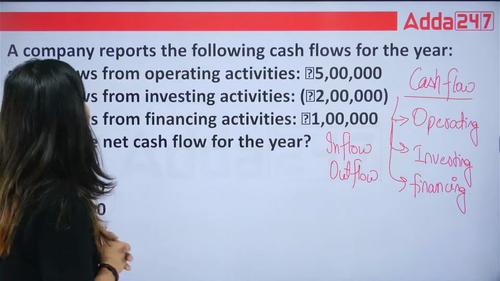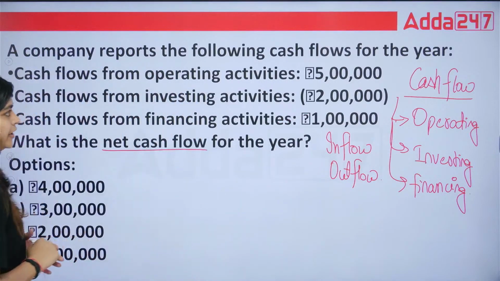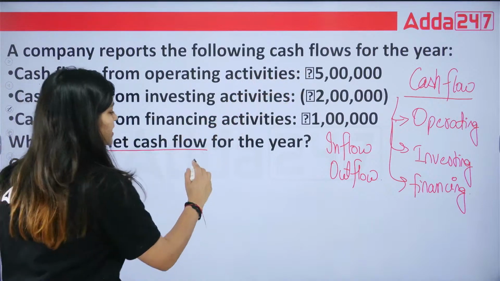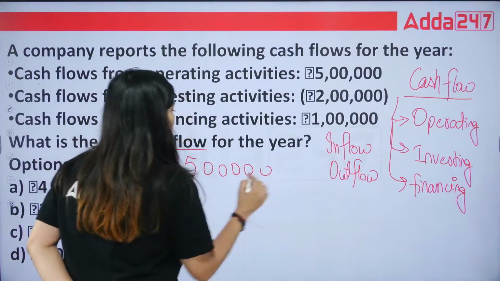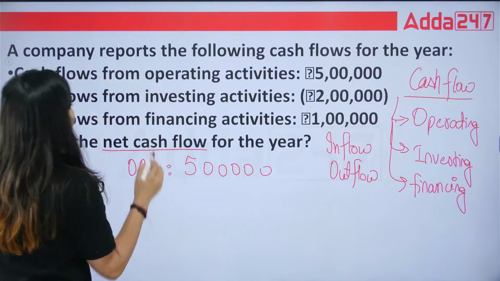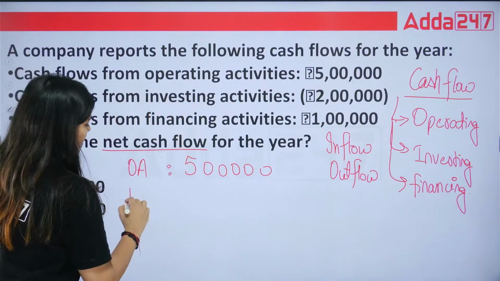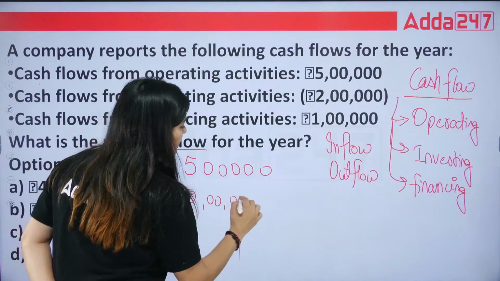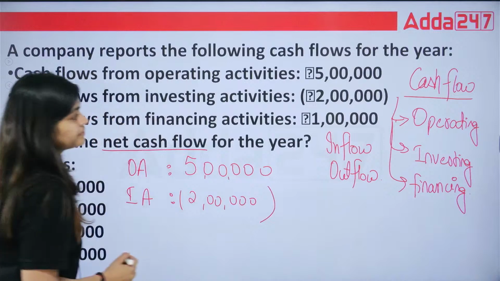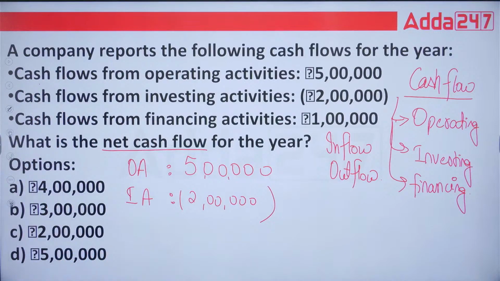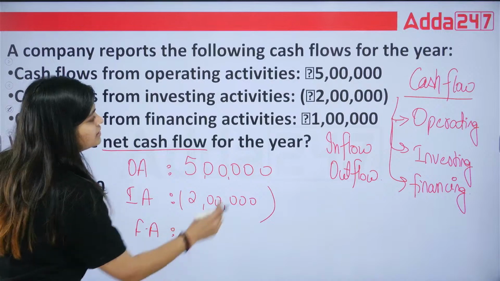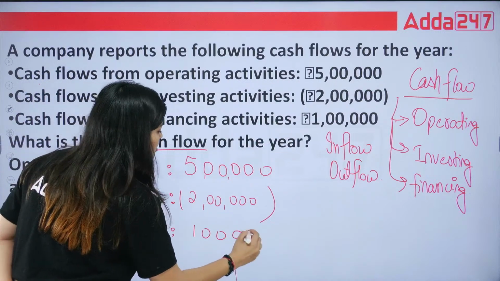Okay, now let's calculate the net cash flow for the year. As you can see, cash flows from operating activities is 5 lakh. Now, cash flows from investing activity shows a negative balance. Remember, if they are using brackets, that balance is a negative balance. Third is cash flows from financing activity, which is 1 lakh, so we are going to add this 1 lakh.